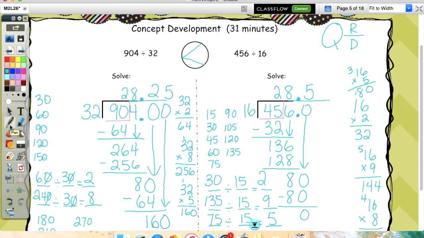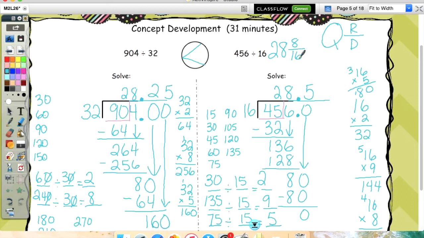Okay? So I'm going to write my quotient is 28. Remember? What was our remainder? 8. What's the divisor? 16. So we said the answer here was 28.5, 28 and a half. Is this 28 and a half? Yeah. Isn't that so cool?